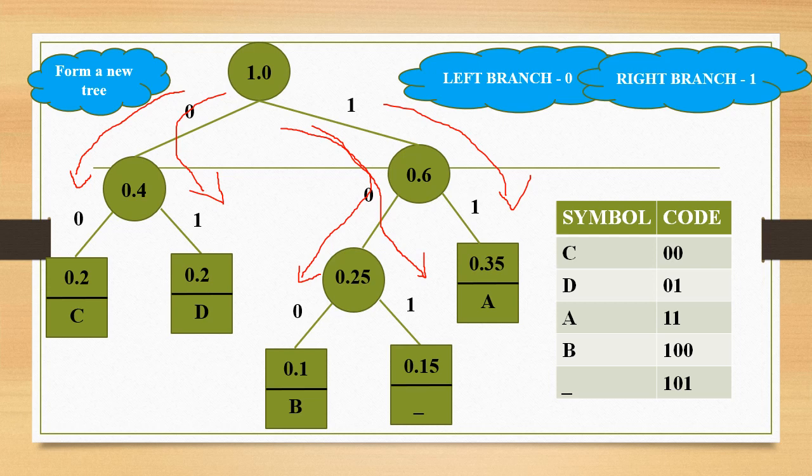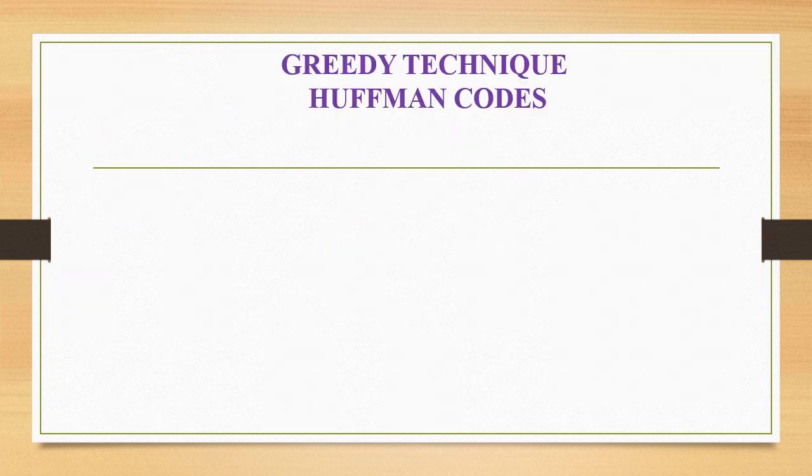See here, the number of bits in each and every character is different, isn't it? As I said, as the frequency of occurrence is higher, the number of bits is lower. A had the highest frequency of occurrence, and the number of bits here is only 2. Underscore had the least probability of occurrence, and the number of bits is 3. B and underscore are the least probable, so the number of bits here is 3.